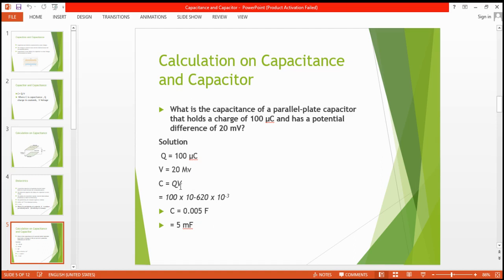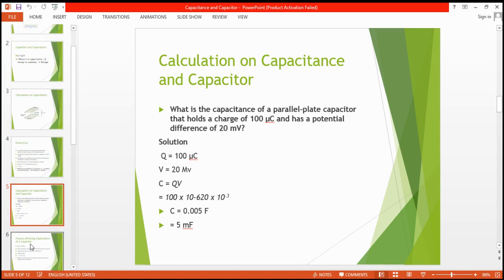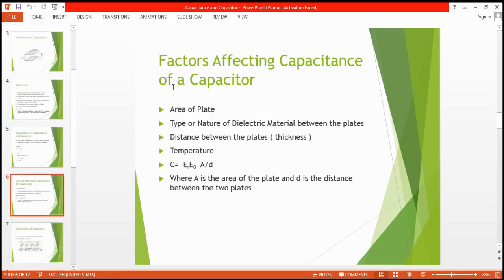You can see that when we substitute into the formula, we make C the subject, and we end up with the capacitance. Then in slide 6, in this context, we identify the physical factors that affect the capacitance of a capacitor. We can see the area of the plate, the type of dielectric material, the distance between the plates, and the temperature. So these factors affect capacitance in different ways.